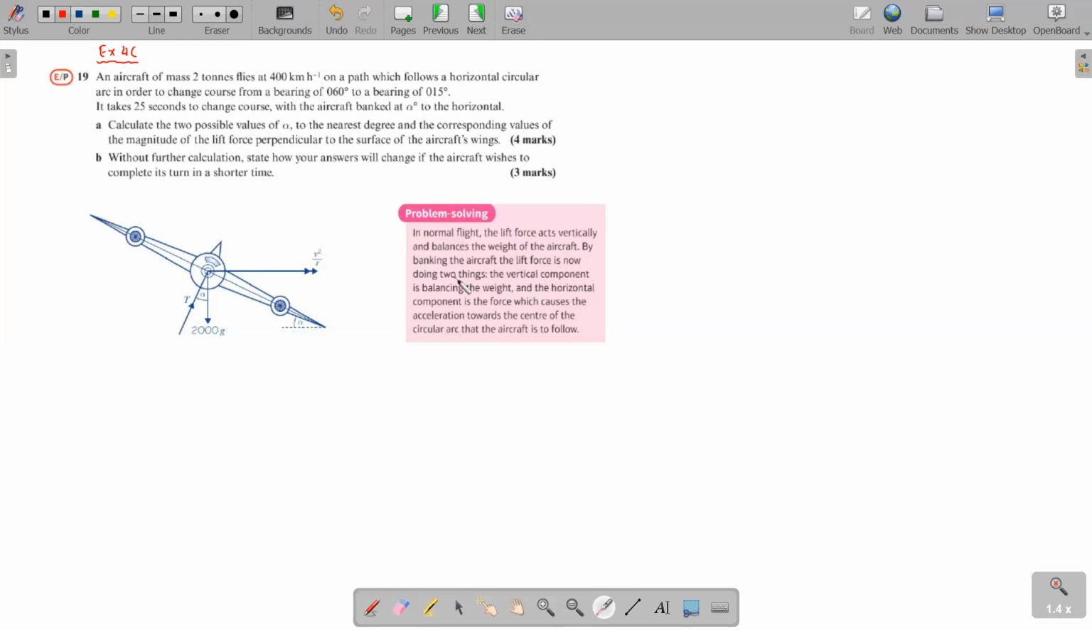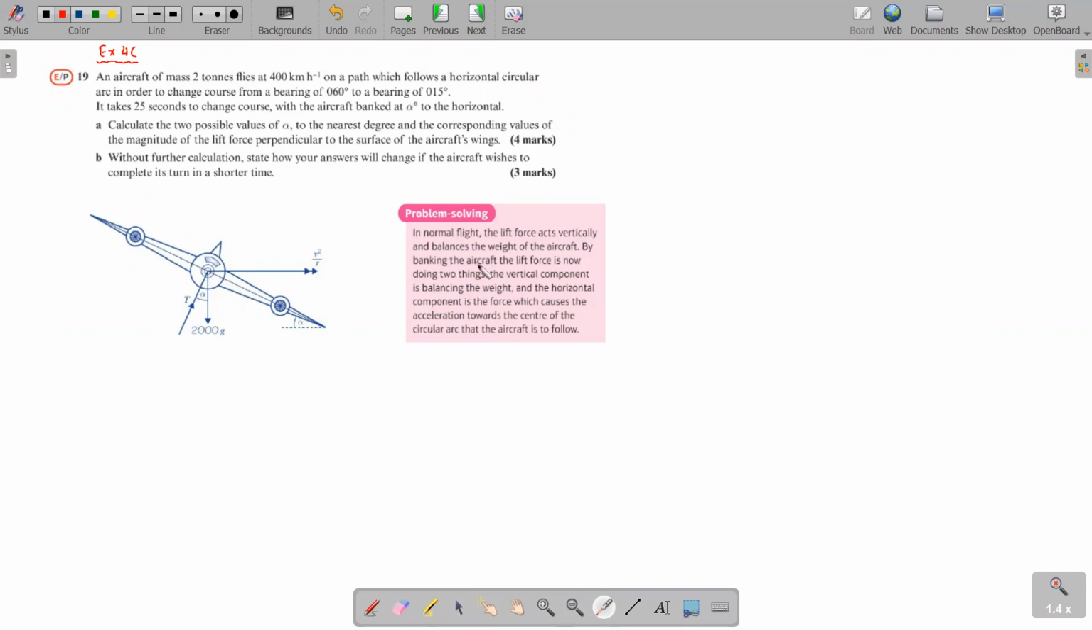Okay, but now by banking the aircraft, you can see the aircraft is not in the horizontal state, it's slightly banked. So one wing is lower, the other wing is higher. So this is called banking, right? But by banking the aircraft, the lift force is now doing two things. You can see the lift force, this T that we marked here, is always acting perpendicular to the aircraft. So when it is banked, it is still acting perpendicular.